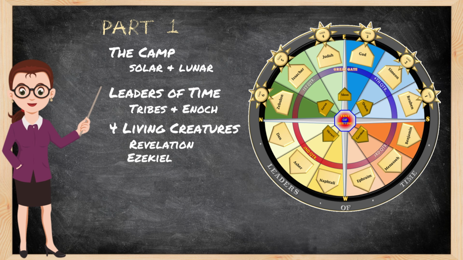Then the alignment of the 4-star leaders named in Enoch 82 to the 4 leading tribes of the Hebrew camp, and the marking of the ages with the 4 living creatures shown to John the Revelator and the prophet Ezekiel.